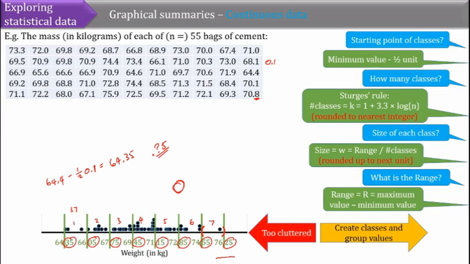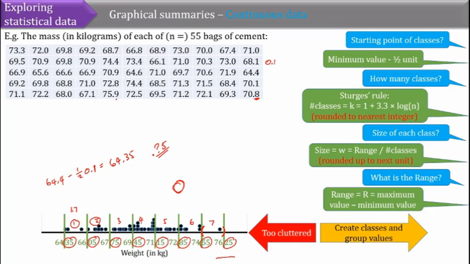Because if the boundaries have also one decimal place, we could have a value that's equal to a boundary. And where do we put that? If I have a value that's equal to 66.05, does it go in class 1 or does it go in class 2? So we don't want a situation like that. So that is why we go through this process.